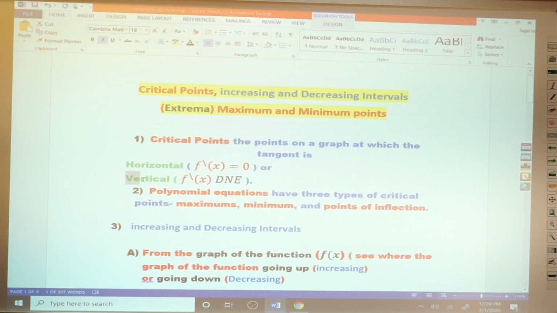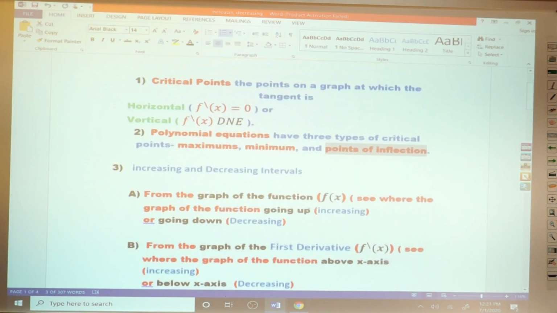Another critical point we can find is when the derivative does not exist. When you plug an x value into the derivative and it gives you an undefined value, because it does not exist, that also counts as a critical point. Polynomial functions are always continuous, so we have no problem with them. They have three types of critical points: maximum, minimum, and point of inflection. The point of inflection is related to the second derivative.